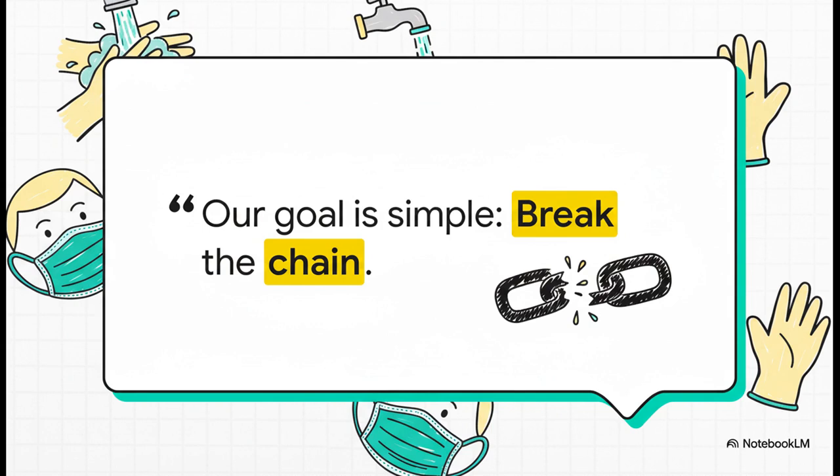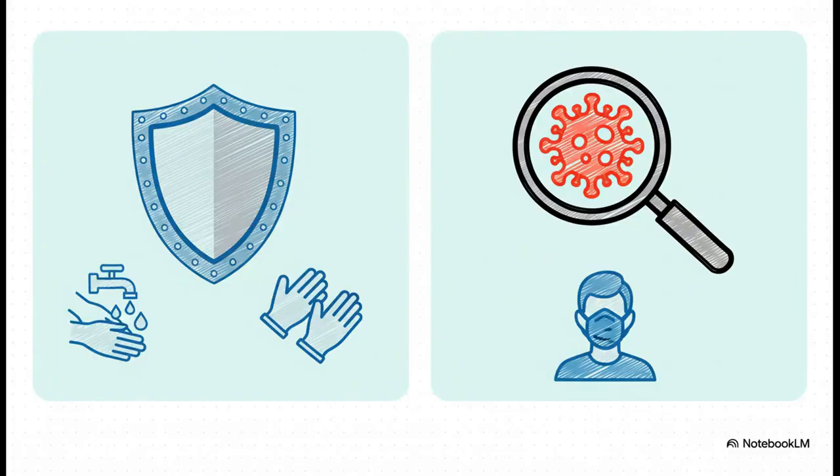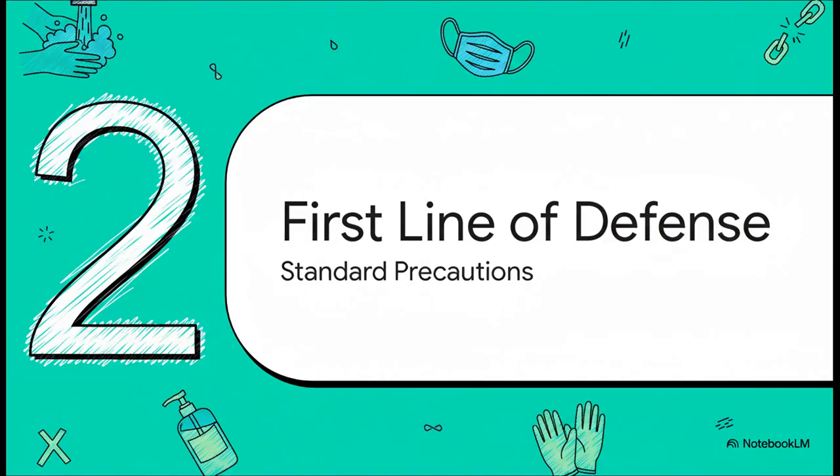So how do we actually do it? Well, we use 2 main levels of defense. Think of it like this. First, you have your standard precautions. These are the universal rules, the things you do with every single patient, every single time. No exceptions. But when we're facing a really specific or dangerous threat, we have to call in the special ops, transmission-based precautions.